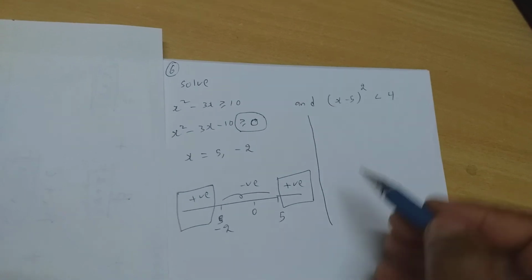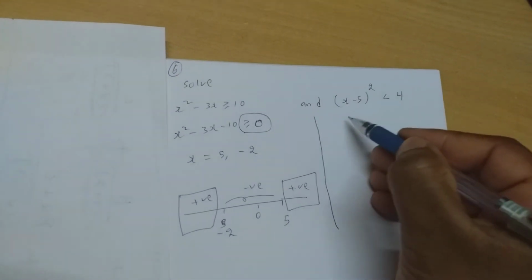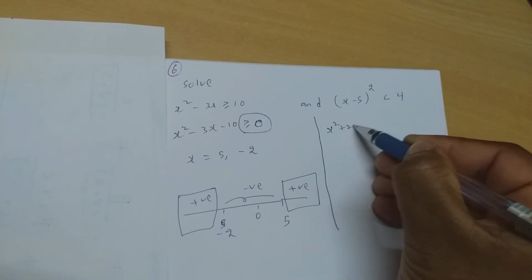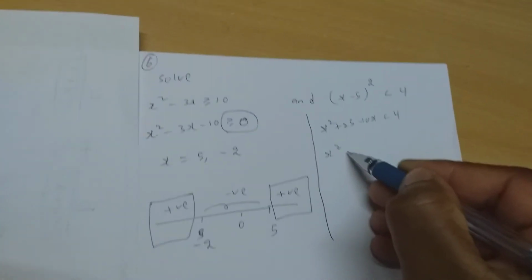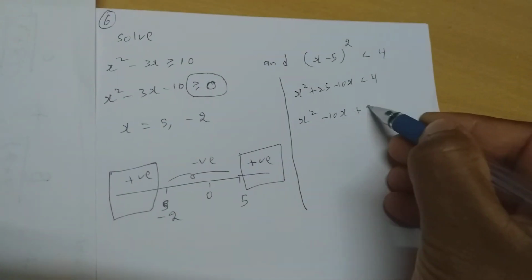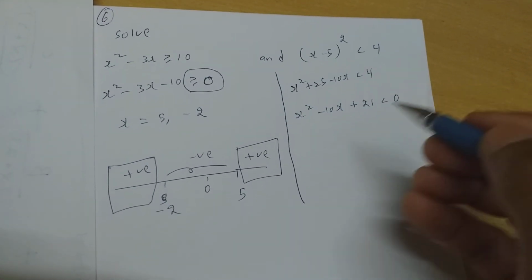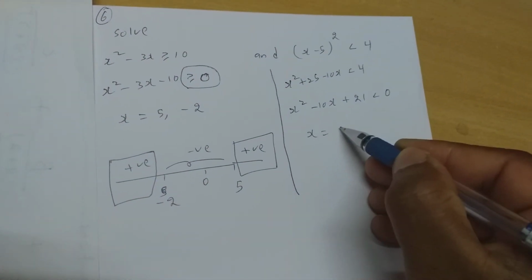Are you clear? Same way you do it for this equation. It will be x square plus 25 minus 10x less than 4. Bring this to one side, x square minus 10x plus 21 less than 0. If I solve, what are the x values that I get?